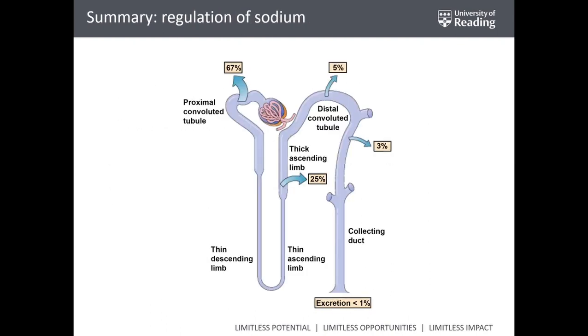So to sum up the regulation of sodium, sodium is obligatorily reabsorbed at 66% in the proximal convoluted tubule, then 25% in the thick ascending limb, and then regulated reabsorption occurs in the distal convoluted tubule, and again regulated reabsorption occurs in the collecting duct. The excretion of sodium is always less than 1% because we dearly need sodium to survive.